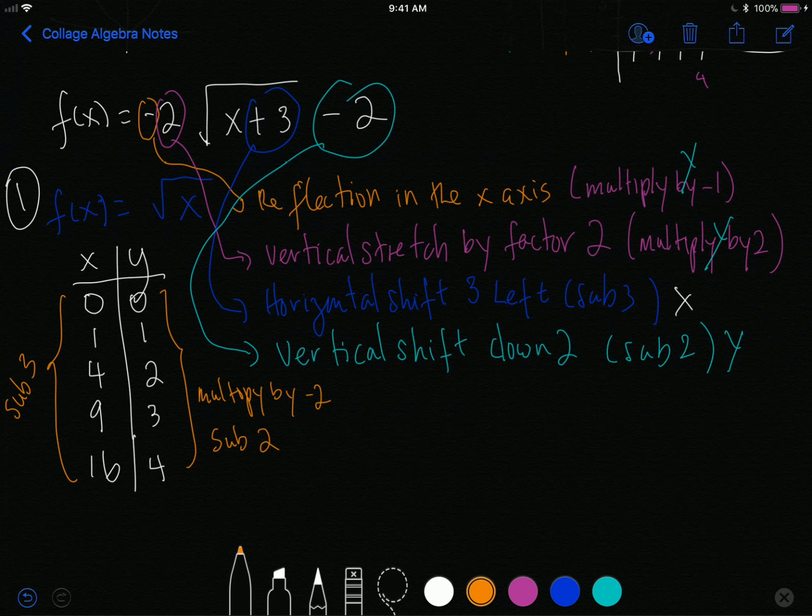So first things first, we've analyzed the graph. We've identified all of the transformations. After we've identified all of the transformations, we then stepped up and made changes to your x and y values.